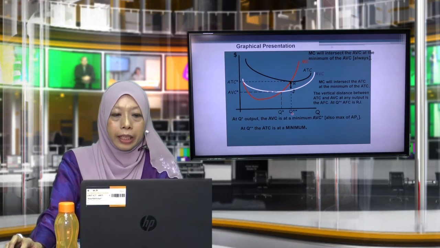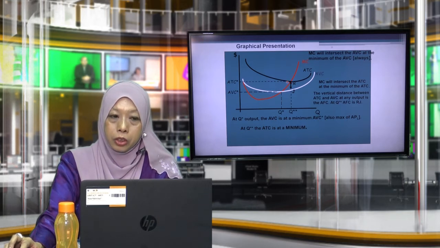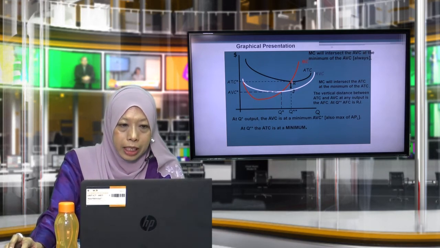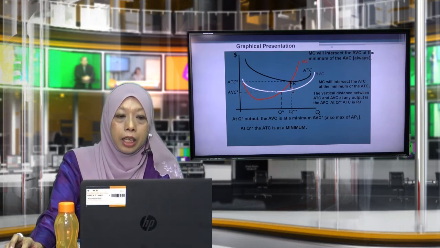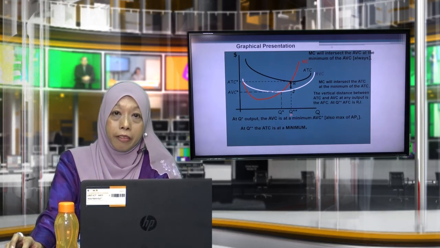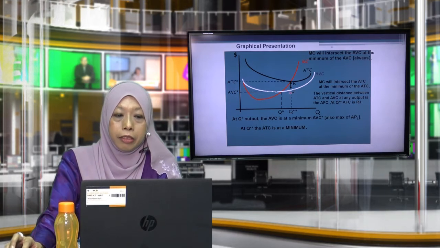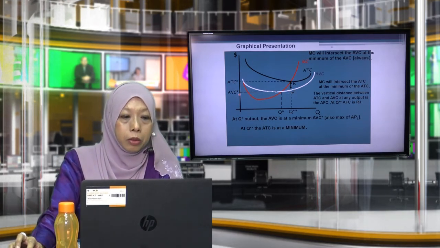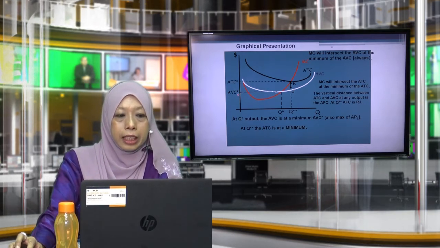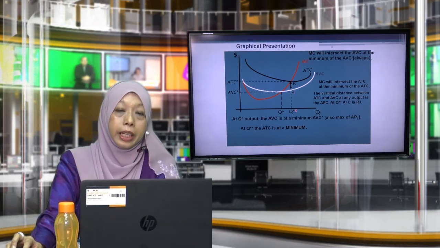For example, at Q double star, if you want to know the average total cost, you move up until you reach your average total cost curve and you stop. Then you refer to the vertical axis to identify the value of the average total cost. As you can see, the distance between point R to Q double star is the average total cost value. Now, at Q double star, if you want to know the value of average variable cost, you move up until you reach your average variable cost curve and you stop. You refer to the vertical axis to determine the value of the average variable cost. You can see that it's AVC star, or basically the distance between J to Q double star. That would be average variable cost.